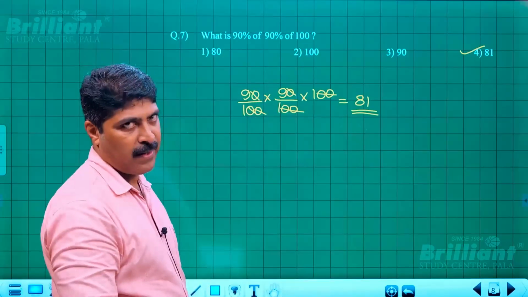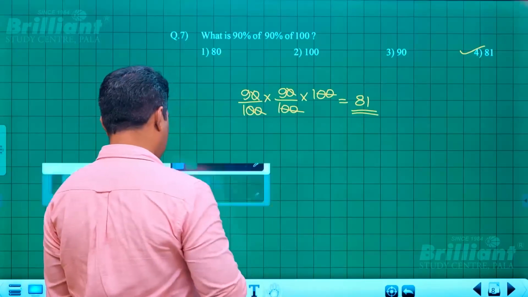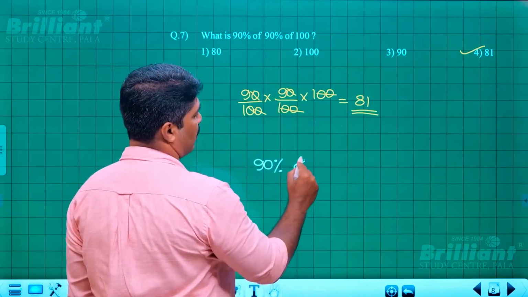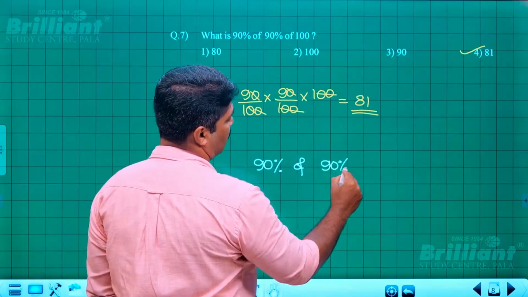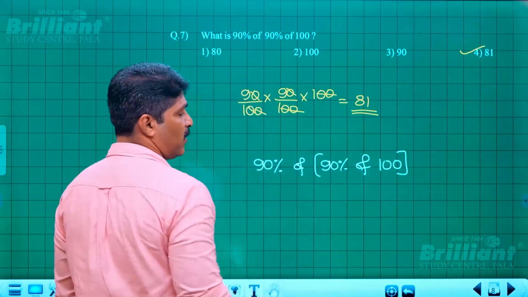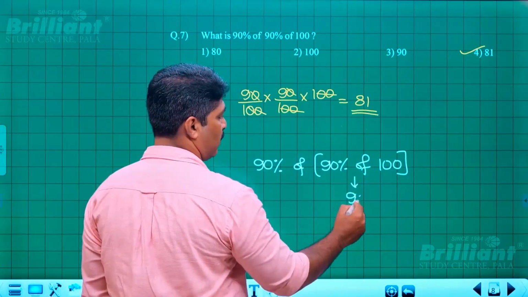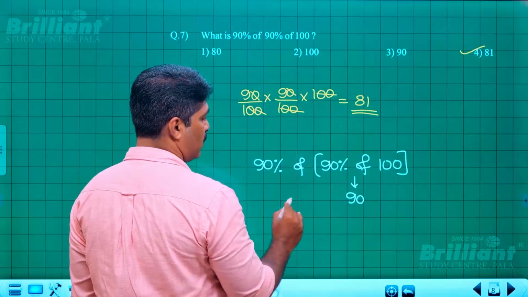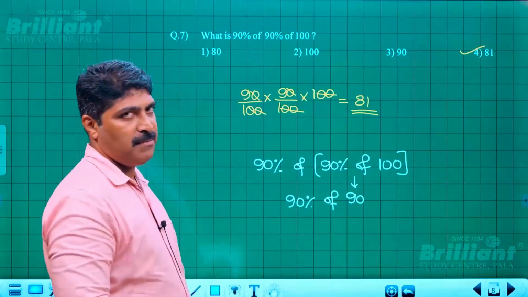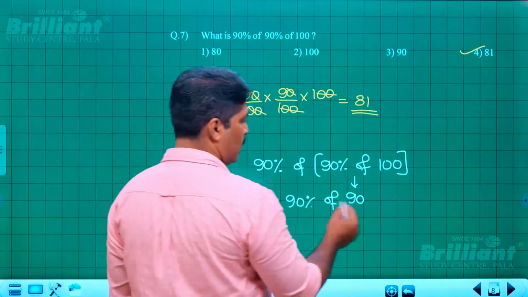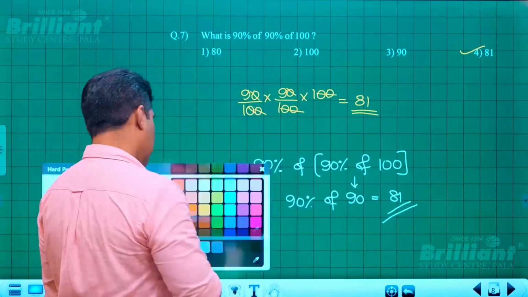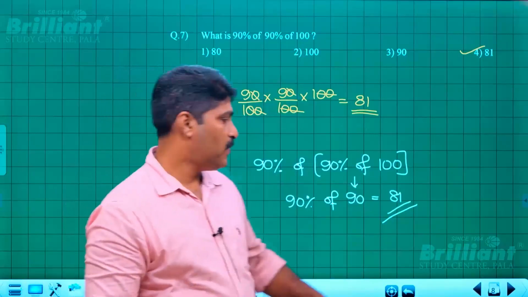So this is one way. Or we can consider it in another way. This is actually a simple question. Just consider 90% of 90% of 100. Suppose we are starting from here. What is 90% of 100? That is 90. Then we have to consider this one, simply 90% of 90. As we know, 10% of 90 is 9 itself. Therefore, 90% is simply 9 into 9. So that is 81. In this way also we can guess the answer directly. So that's a very simple calculator type question.